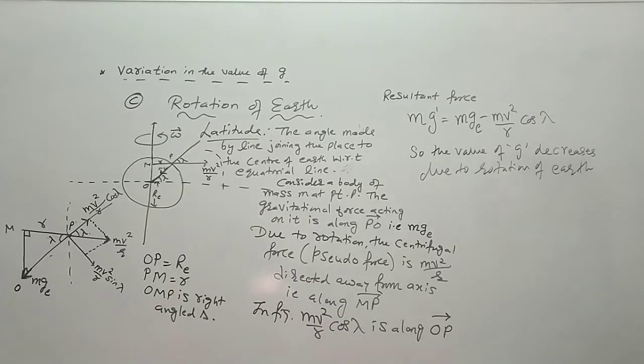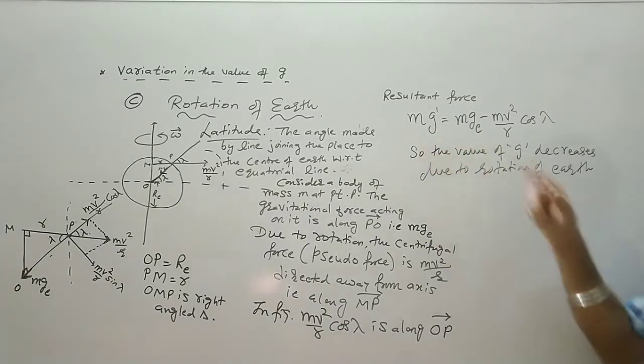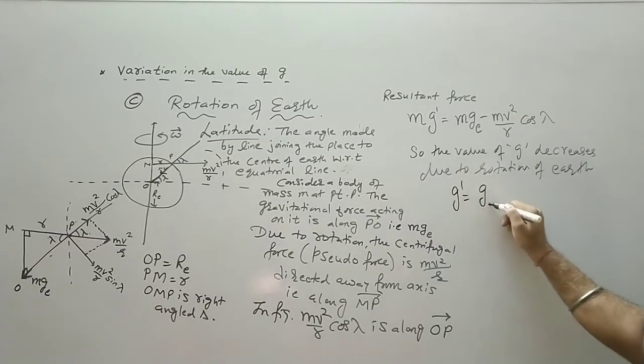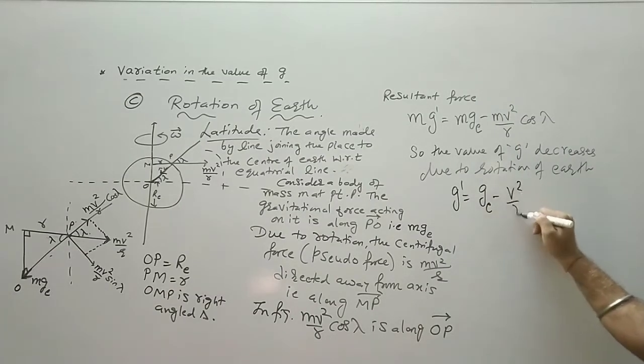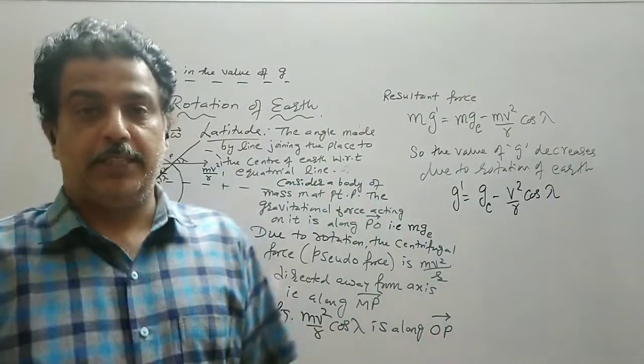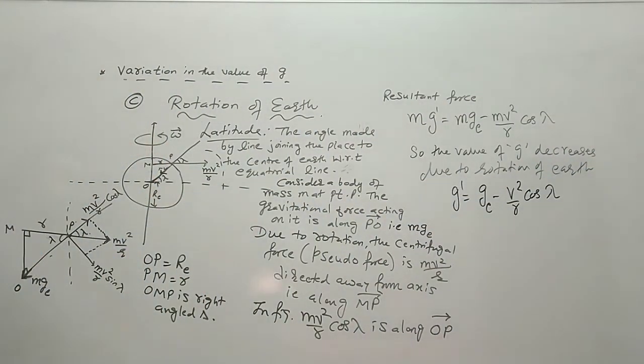Now what will be the new value of G? This is the resultant force. So m gets cancelled. So G dash is equal to GE minus something. So clearly the value has decreased because this V came into the picture. V is the linear velocity. We know the relation between the linear velocity and the angular velocity. So we substitute V is equal to R into omega.